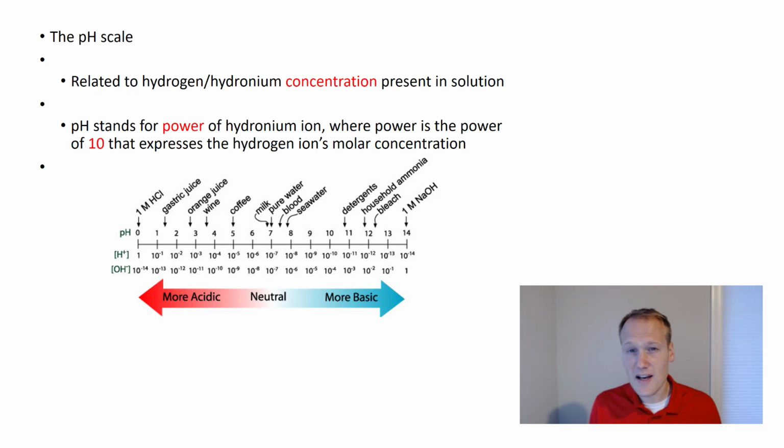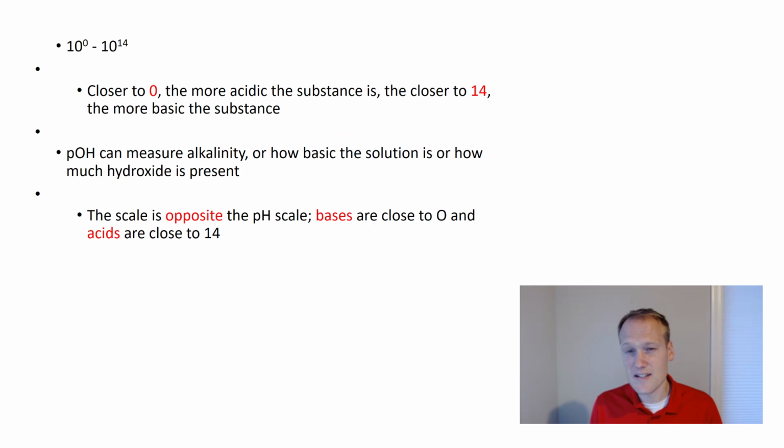The pH scale really tells us the concentration of H plus or OH negative ions that you have. pH stands for power of hydronium ion. It's telling you to what power of 10 do you have of H plus ions. It's really a molar concentration. The closer the power is to 0, the more likely that that's an acid. 10 to the 0 power would be a very acidic solution, where 10 to the 14th power would be a very basic solution.